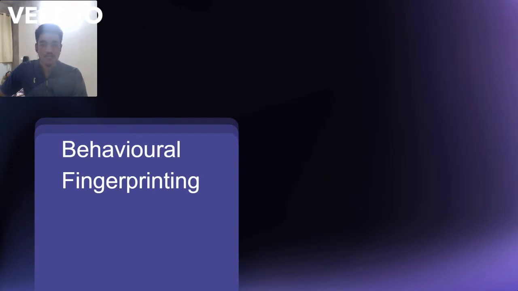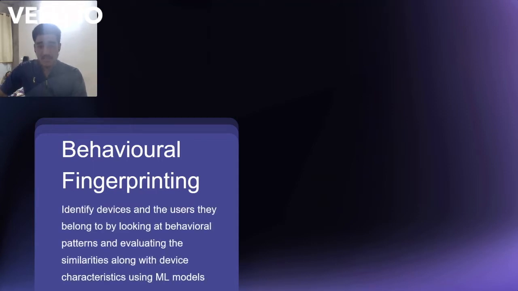So, what is the difference? Unlike traditional device fingerprinting, behavioral fingerprinting takes into account user behavior. It can identify devices and the users they belong to by looking at behavioral patterns and evaluating the similarities. Let me give you an example of behavioral fingerprinting. It can be used when different users sign up for a service in a short period of time with devices that are almost identical. Using machine learning models, behavioral fingerprinting will be able to identify that both users are on the same device. This has various use cases.